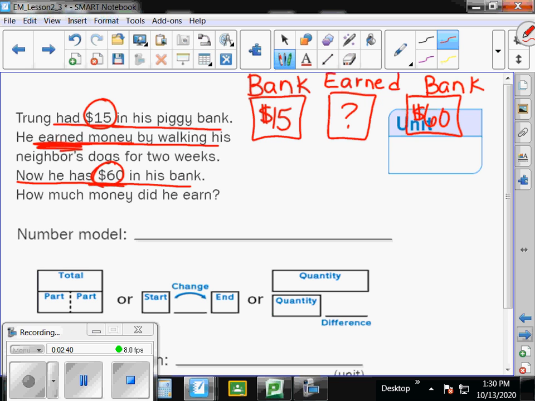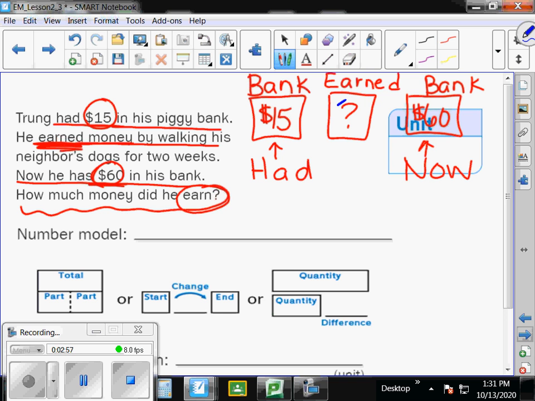But what's the difference between this bank and this bank? Well, this is what he had and this is what he has now. All right, so boys and girls, the question says, how much money did he earn? I'm trying to figure out this part right here, what he earned.